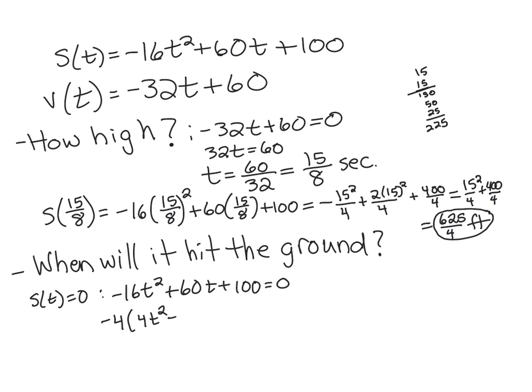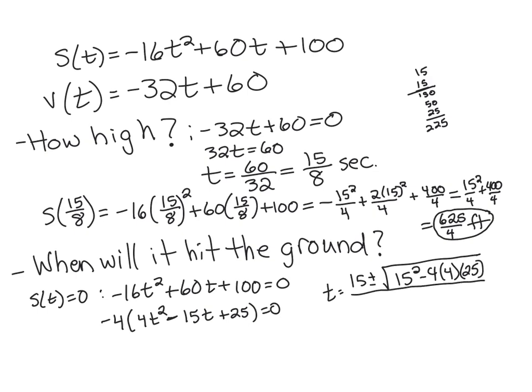minus 15, love the 15, t plus 25. And I'm not going to try to factor it because I'm lazy. t equals -b plus or minus the square root of 15 squared. I've already done that. I know what that is. Minus 4, a is 4, c is 25, all over 2a.